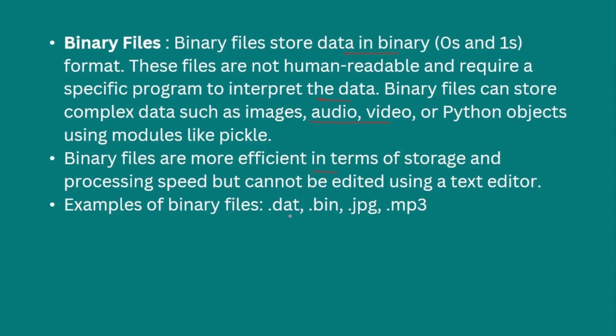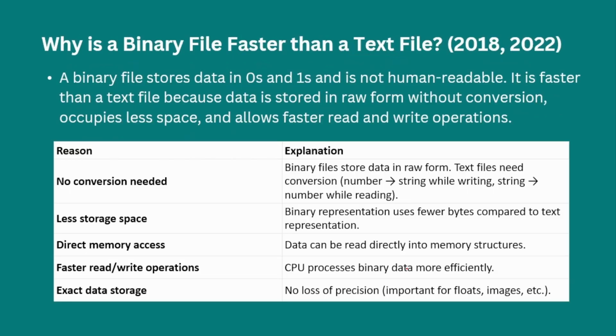Examples of binary file: .dat file, .bin file, .jpg file, .mp3. These are all binary files. So next is, why is a binary file faster than a text file? And this question has been asked in 2018 and 2022.